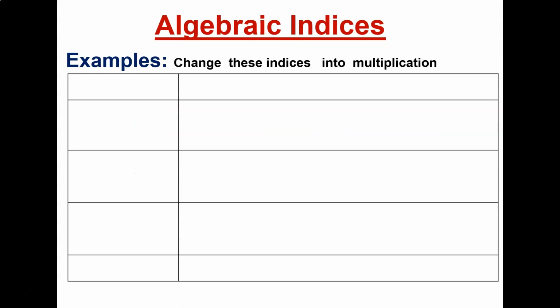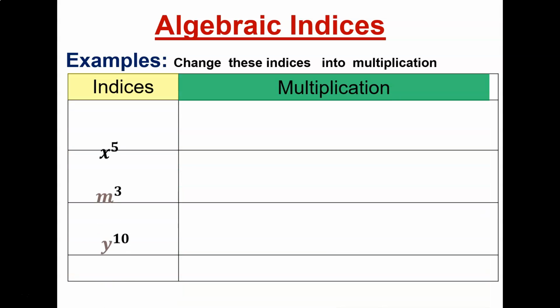This example says change these indices into multiplication. Okay, so I've got three indices here: x power of 5, m power of 3, and y power of 10. You can stop the video and change into multiplication because we did that in our last lesson. Okay, I think you have done.